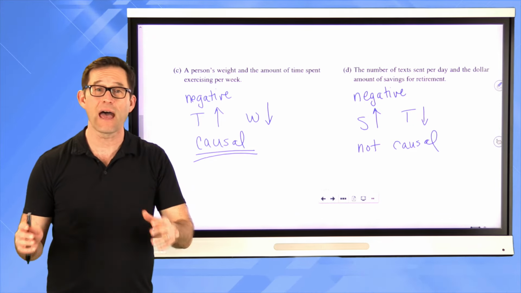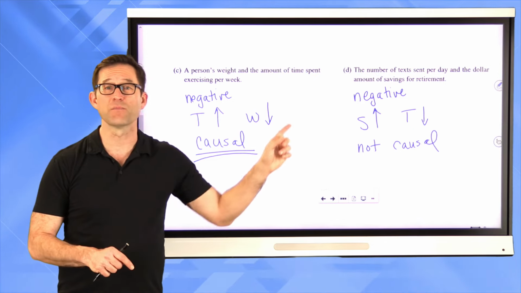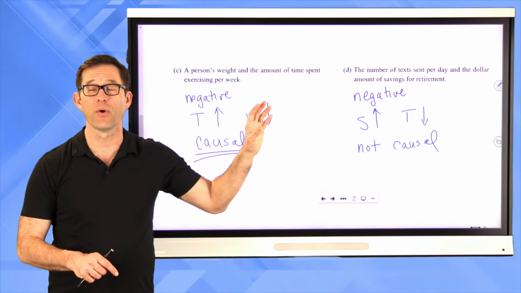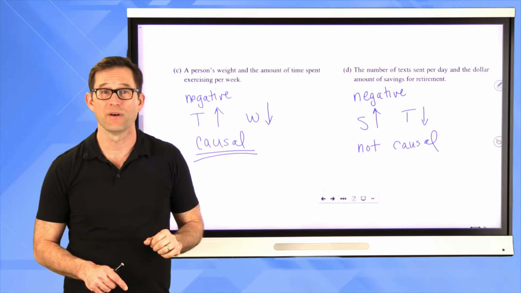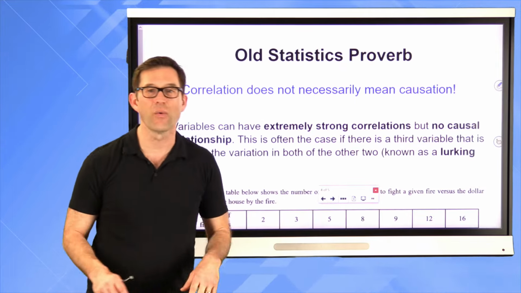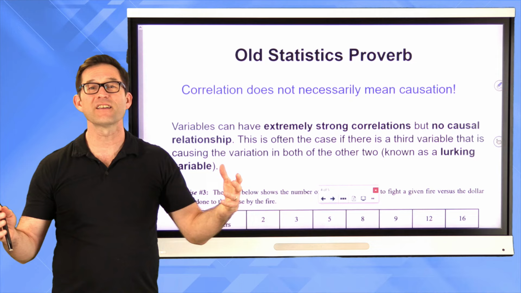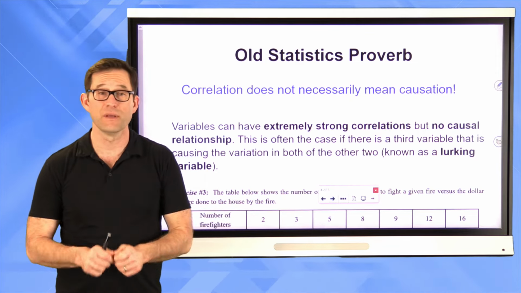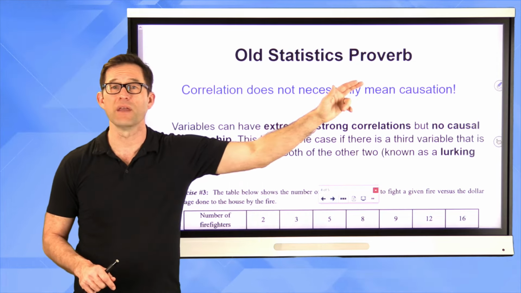It just happens to be that young people send a lot of texts but have low savings, and old people tend to send very few texts but have quite a bit of savings. All right, so they are nicely correlated. They just don't happen to have a causal relationship. Now, there is a statistics proverb. I'm serious. This could be inside of a fortune cookie. Correlation doesn't necessarily mean causation.